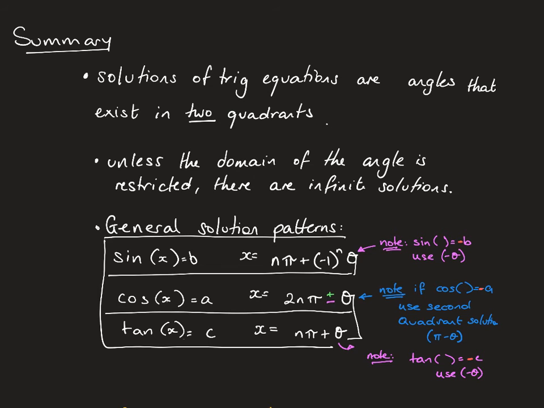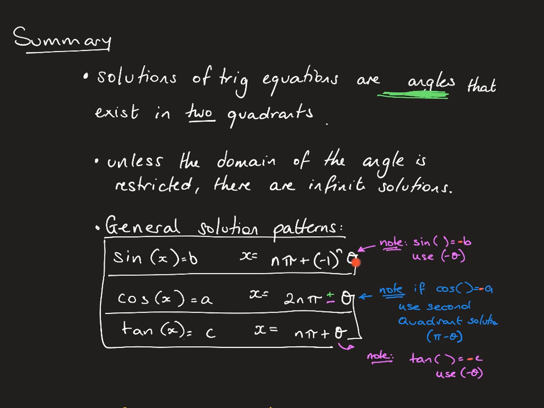So in summary, solutions of trig equations are angles that exist in at least two quadrants, and they're multiples of those angles unless the domain is restricted in some way. So if the domain's not restricted, there are an infinite number of solutions, and the solutions follow particular patterns. So in a previous video, we looked at solutions of sine, and we had this pattern and another one, which I'll show you in just a sec.